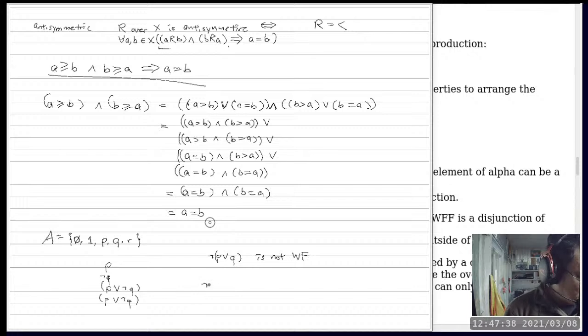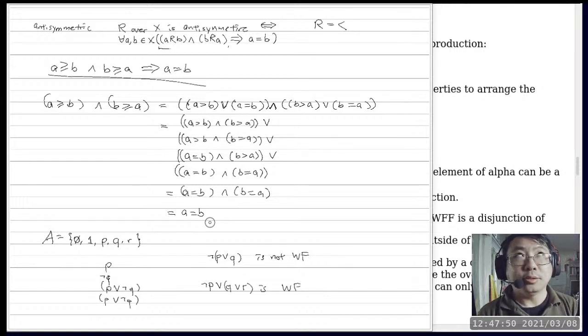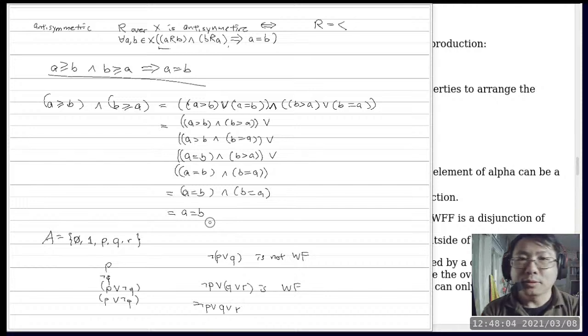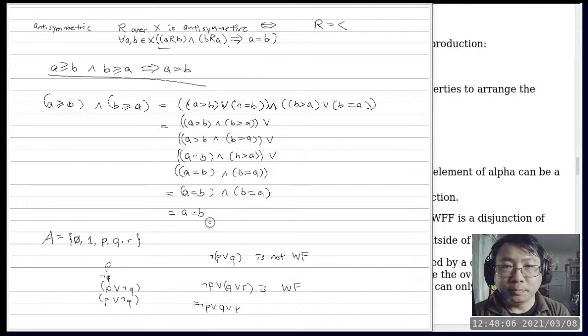What about this? P or (Q or R). This is well-formed because using the associative law, we can remove the parentheses, because this is really the same thing as without the parentheses. So it is still well-formed.